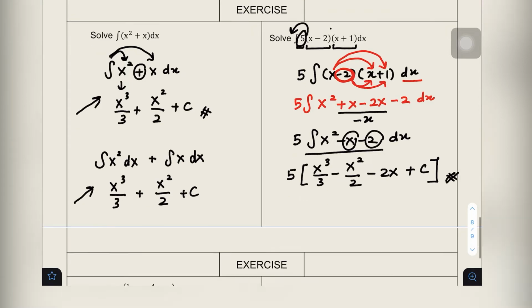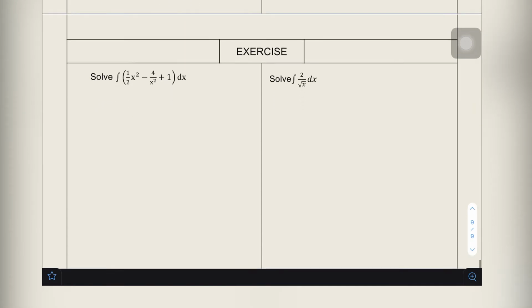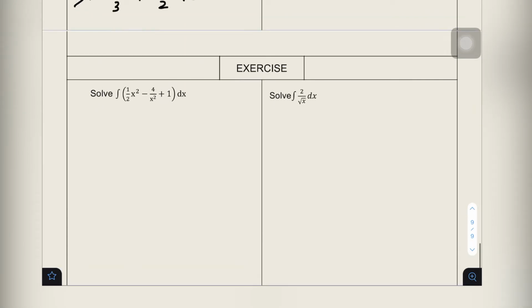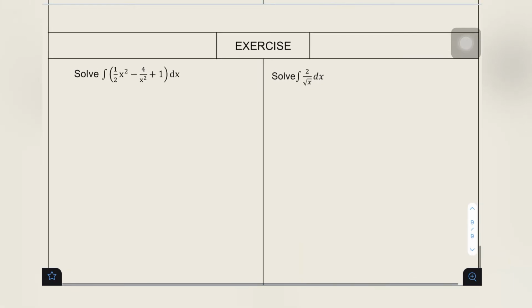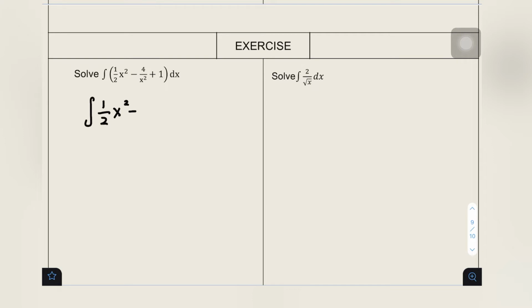All right. So next, we want to see this example here, when it involves the integration of 1 over 2x squared minus 4 over x squared plus 1. So you can write it as the integration of 1 over 2 x squared minus 4 over x squared plus 1 dx.